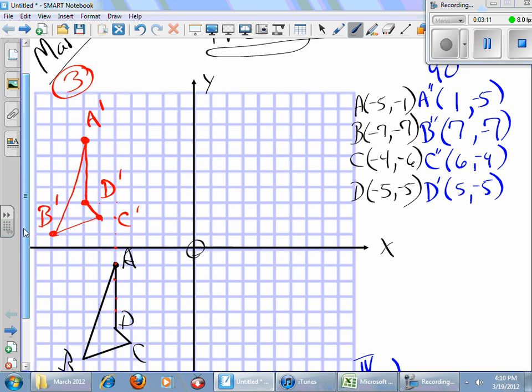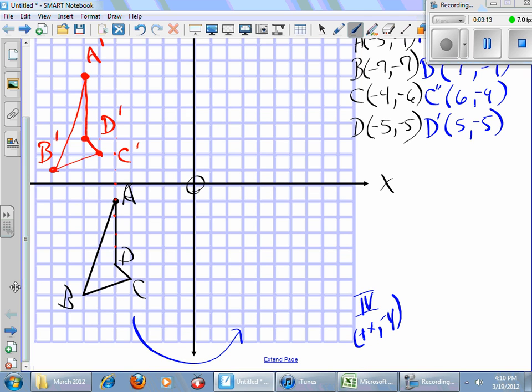So now I can just plot those points. What do we got? 1, -5. 1, 2, 3, 4, 5. There's A double prime. B is at 7, -7. 1, 2, 3, 4, 5, 6, 7 over and 7 down. So there's B double prime.